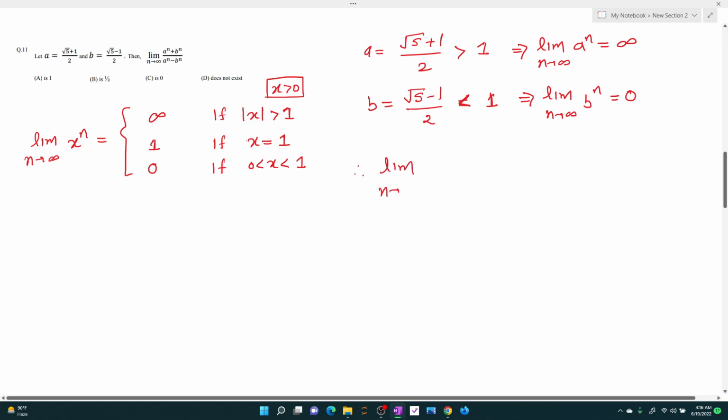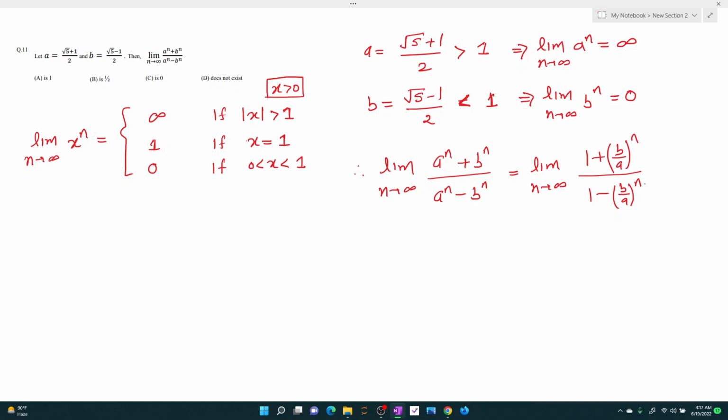We need to find the limit as n approaches infinity of a power n plus b power n, divided by a power n minus b power n. So this will become nothing but the limit as n approaches infinity, I'm just taking a power n outside, of 1 plus b upon a, whole power n, and similarly 1 minus b upon a, whole power n, right? This makes sense?